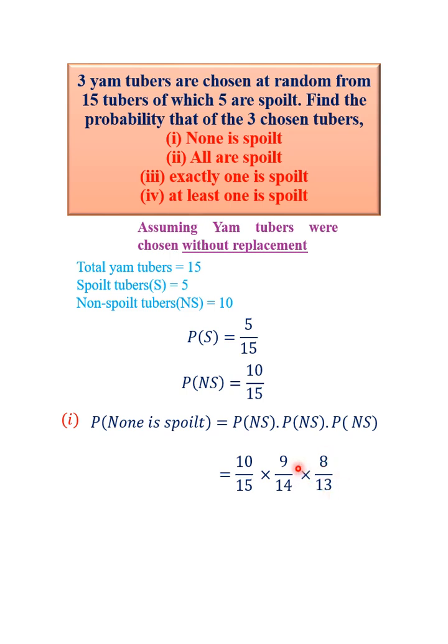8, because you've taken 2 out, you are left with 8 for the non-spoiled tubers, and you've taken 2 out, you are left with 13 for the total number of tubers. That is how we've got this arrangement. So we are just going to divide with the common factors.